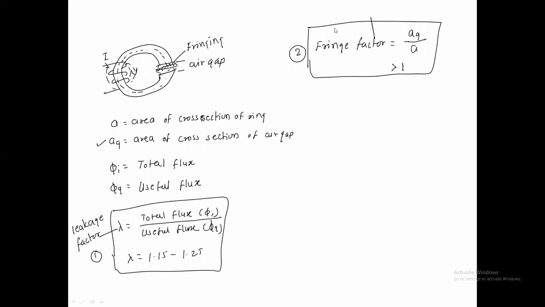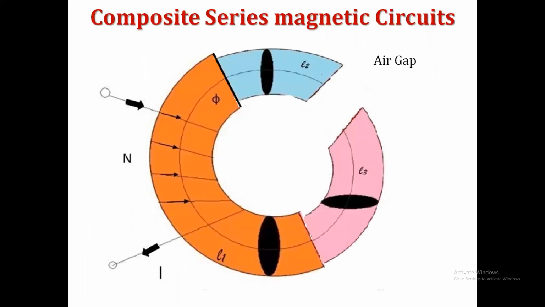Okay, and now the next concept, please try to focus. Don't write anything down, just concentrate here. The next concept is the composite series magnetic circuit. Now we have to use the series magnetic circuit concept. Why is it named composite? I will discuss these things later.